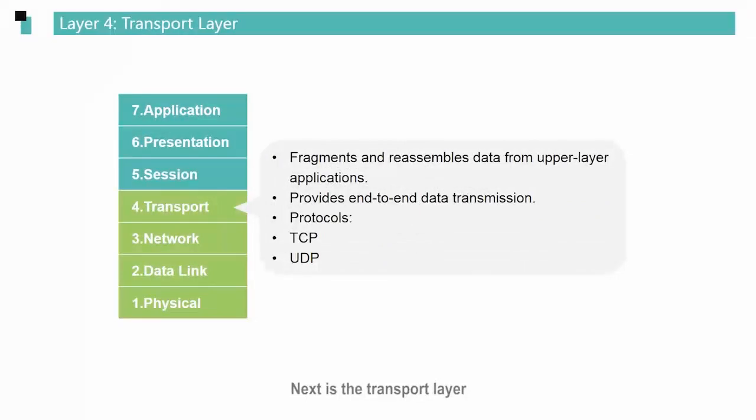Next is the transport layer. The transport layer is responsible for fragmenting and reassembling data and providing end-to-end transmission. There are two main transport layer protocols in the TCP/IP model, TCP and UDP. TCP provides reliable transmission, whereas UDP provides best effort transmission. In the next class of this course, we will be discussing these in more detail.